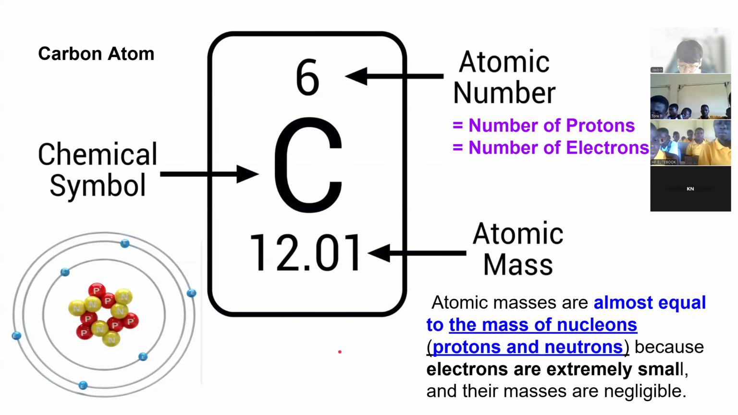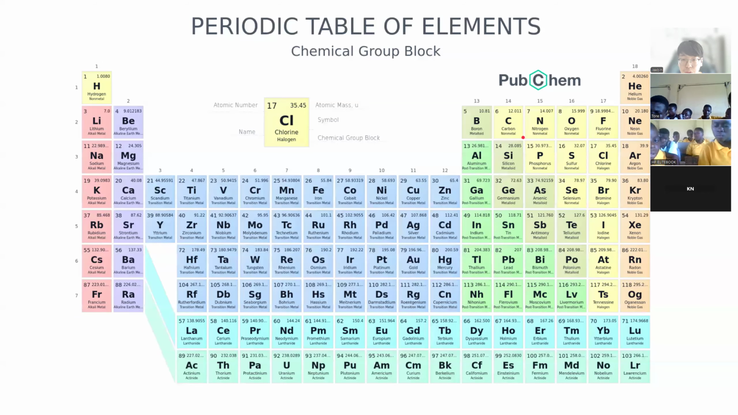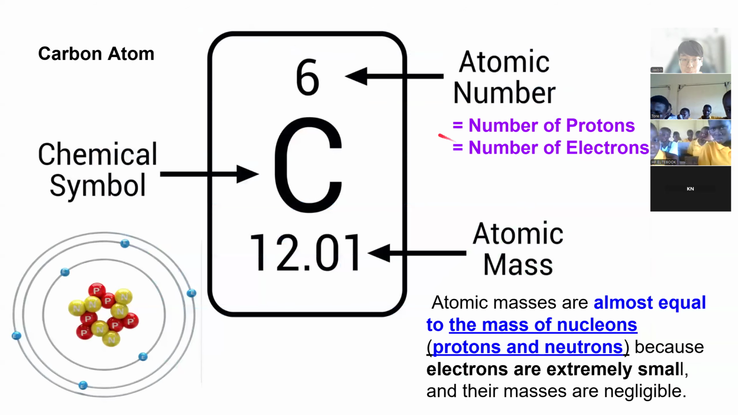So let's look at carbon more specifically. Carbon is over here. If we magnify that, then we have this. On the top, you see the number 6. So this is the sixth element on the periodic table, and it tells us the atomic number. And that atomic number, remember, tells us the number of protons, and that also equals the number of electrons. So carbon has 6 protons and 6 electrons.